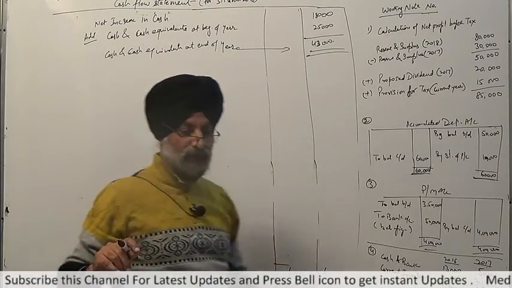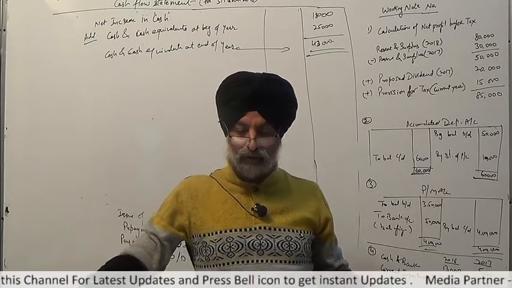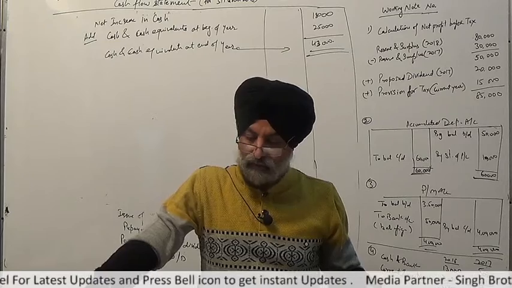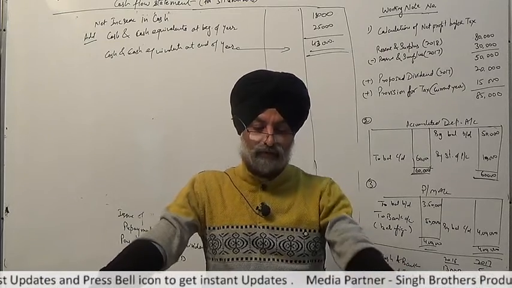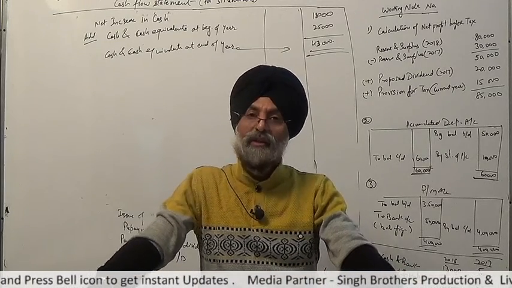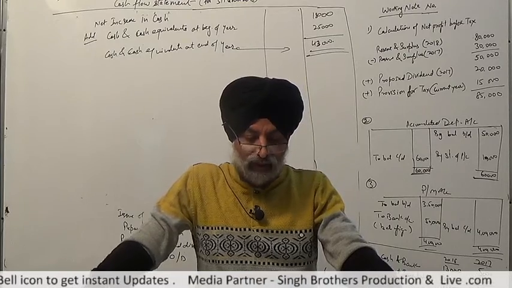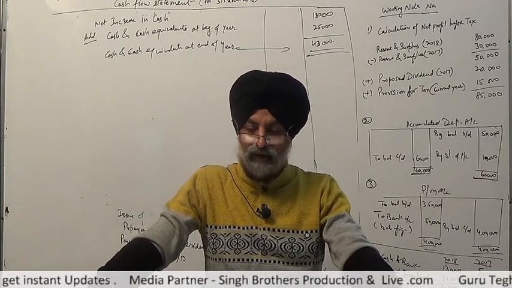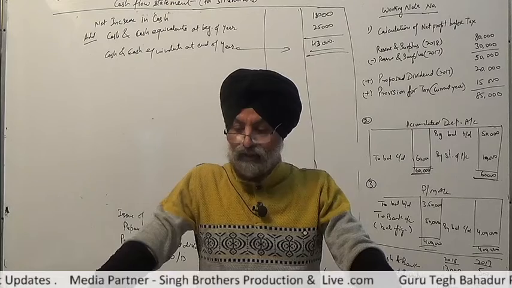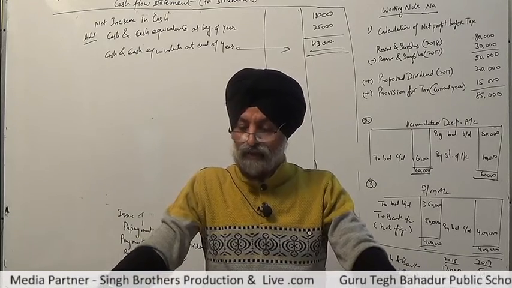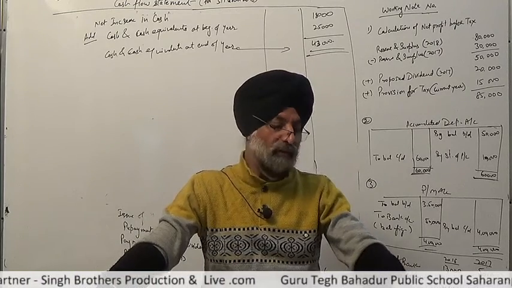In this way this question is now completed, and the net cash flow statement is completed. Here we have completed the total of 3 activities: cash from operating activity, cash from investing, cash from financing, and the net balance of current cash and cash equivalents at the end of the year is 43,000. In this way this question is completed.